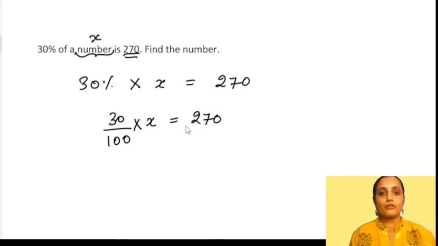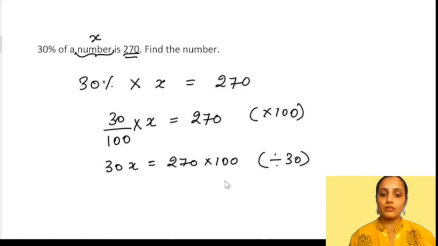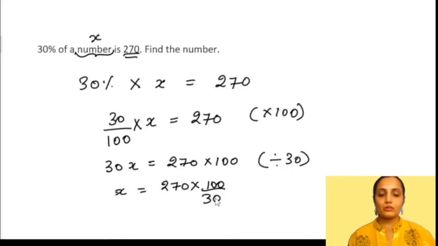Now we need to find the value of x. So we need to get rid of the extra numbers that are there with x. So let's multiply both the sides with 100. And that will give us 30x is equal to 270 into 100. Right, and now divide by 30 on both the sides so that we can get rid of 30 this side. So that gives us x is equal to 270 into 100 divided by 30. So what has happened? The fraction on the left hand side of the equal to sign, when it goes to the other side, it becomes its reciprocal.